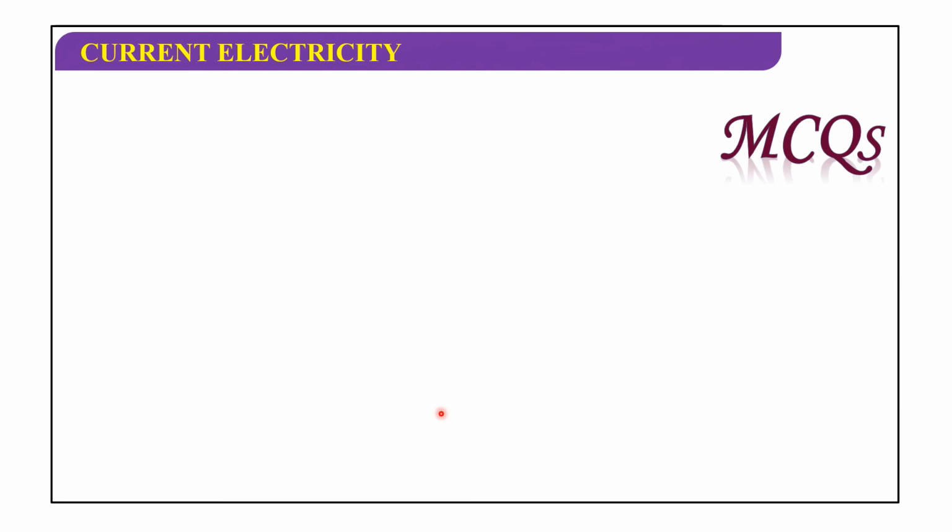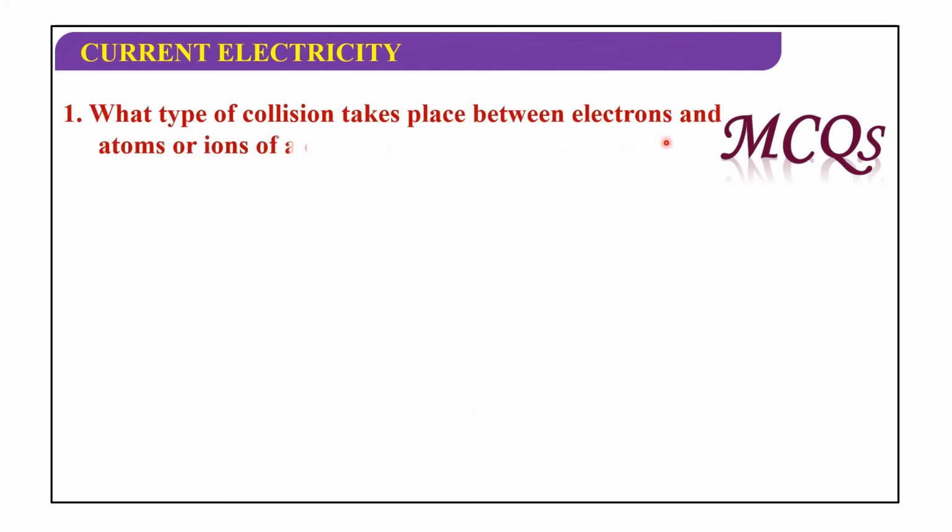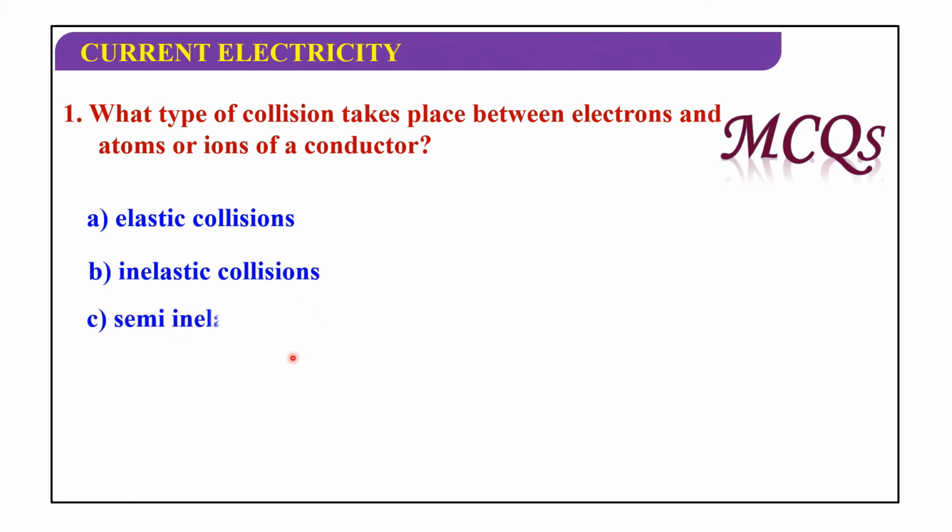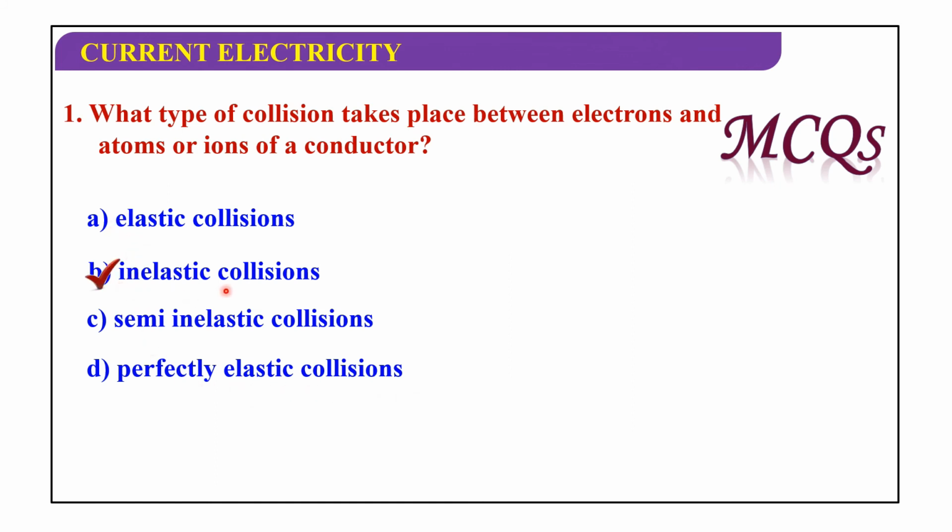Now let us discuss MCQs. What type of collision takes place between electrons and atoms or ions of a conductor? Elastic collision, inelastic collision, semi-inelastic collisions, or perfectly elastic collisions. Here, what type of collisions? Inelastic collisions. So inelastic collisions take place between electrons and atoms or ions of a conductor.